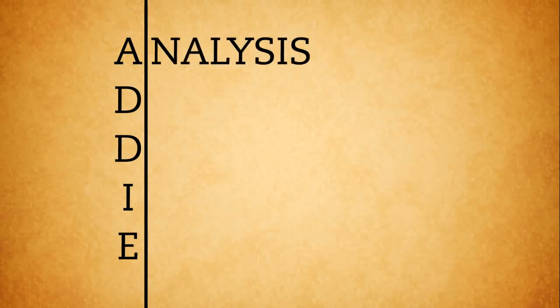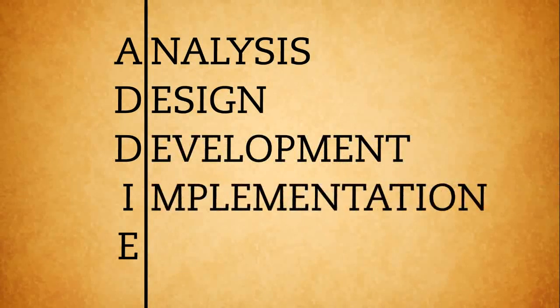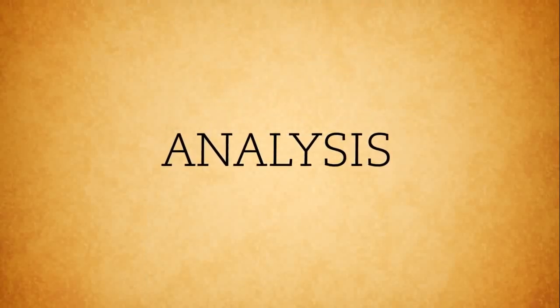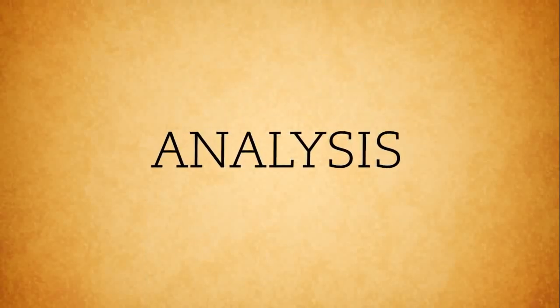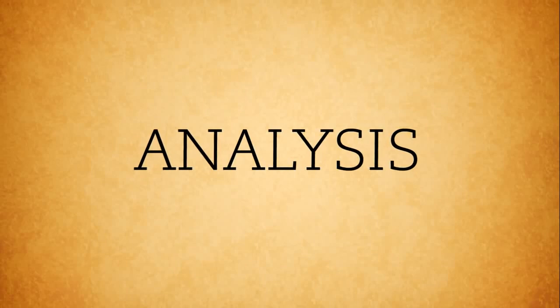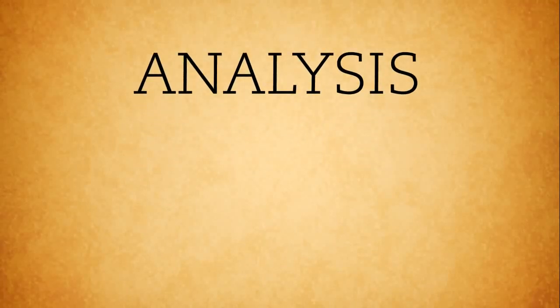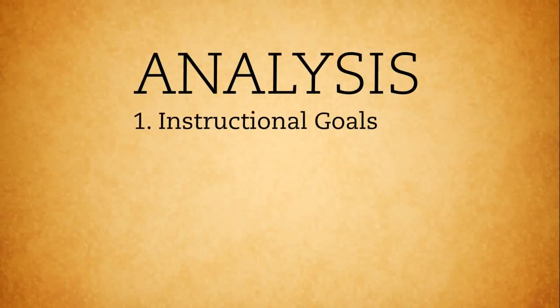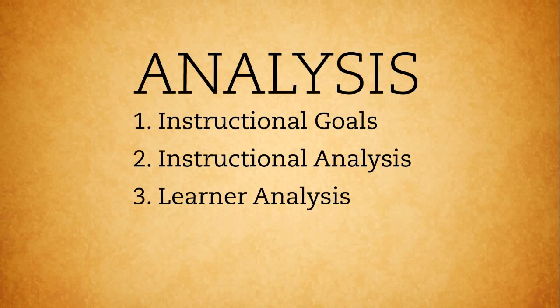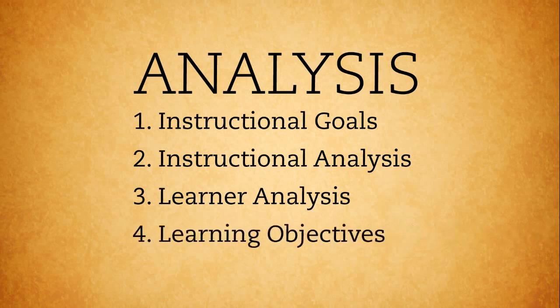The ADDIE model includes 5 phases: analysis, design, development, implementation, and evaluation. Let's take a closer look at the first phase, the analysis phase. Doing a thorough analysis before developing and implementing training can save a lot of time and resources. The analysis phase generally consists of 4 subphases: the development of instructional goals, an instructional analysis, a learner analysis, and the development of learning objectives.